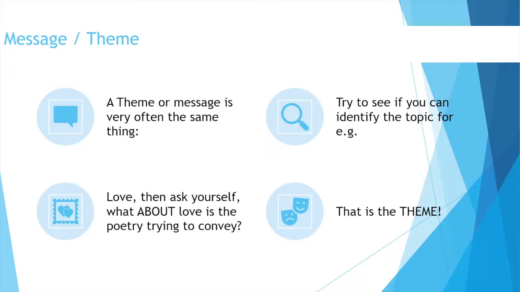Now, one of the reasons that poetry is created is definitely to show or express a feeling about a topic that the poet is passionate about. When we look at the theme or the message, you need to remember, see if you can identify the topic. For example, love. Then ask yourself, what about love is the poet trying to say? The answer to that question is, of course, your theme. When you're discussing the theme, remember to also go back and see if it changes throughout the poem.